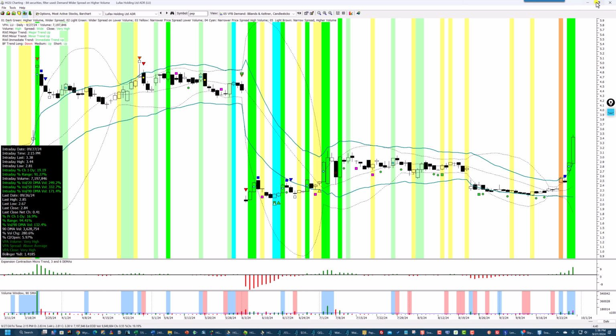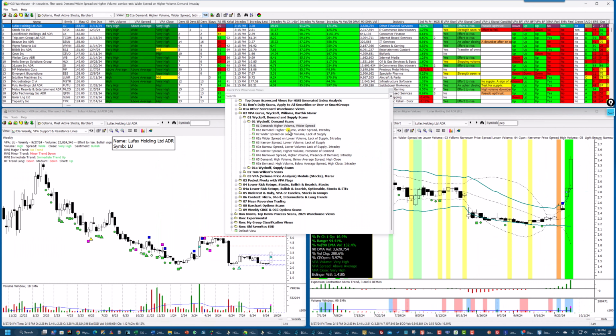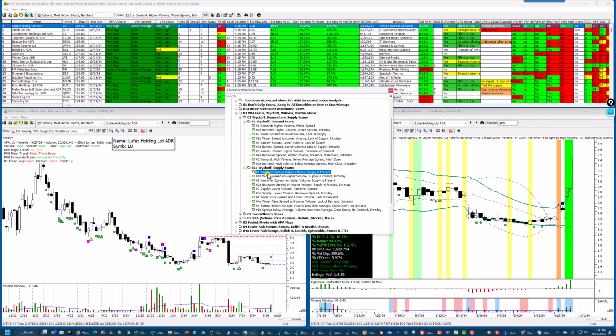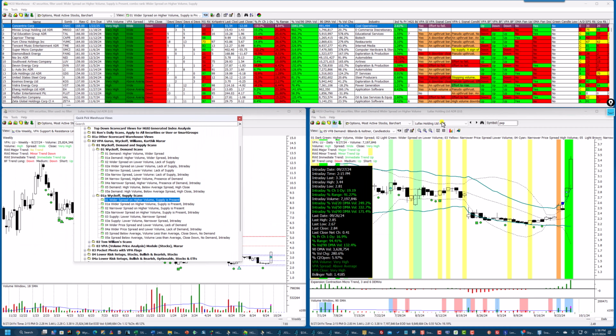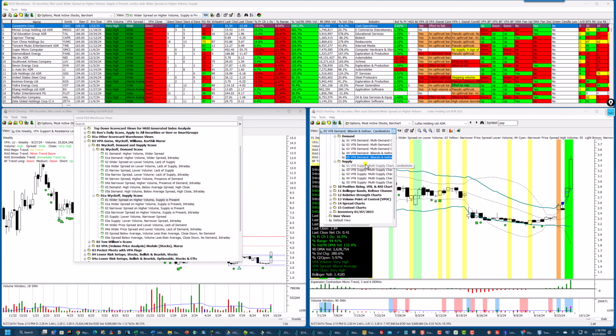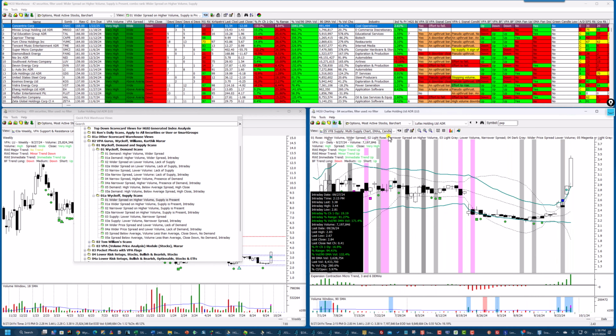These are all demand scans, as you know, because they are classified as that under the Wyckoff demand. And then on the other side, these are supply scans. And those charts are down here. I'll just go on down to this one right here.